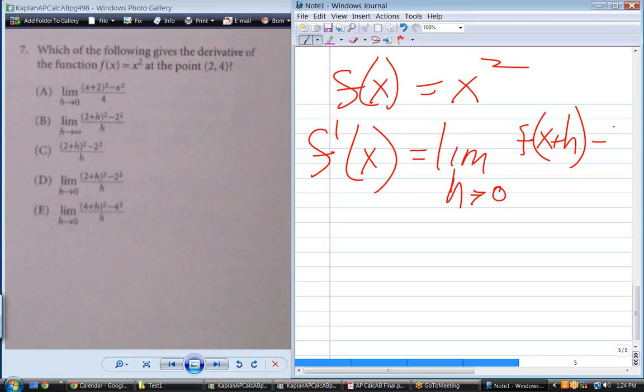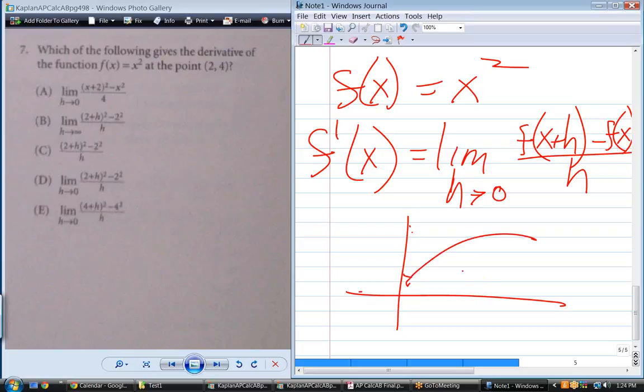Minus f of x over h. Yes. Now notice that the top, the reason that's a minus is because that's the rise. Okay, yeah, rise over run. Well, if I have a function like that, and I pick a point x, and then I pick a point that's h away from x, well, if I want to figure out what the slope is at that point, what is that?